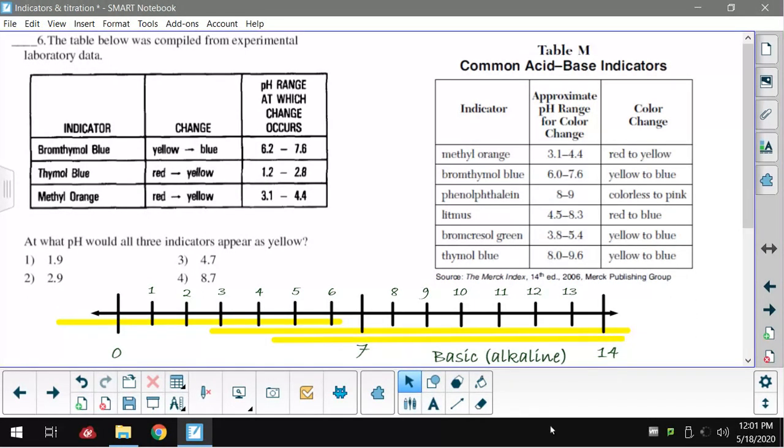So the place where these are all going to intersect, somewhere between 4.4 and 6.2, that is the pH when all 3 of these will be yellow. So you're looking for something greater than 4.4 and less than 6.2. And the only one that meets that criteria is number 3, 4.7.